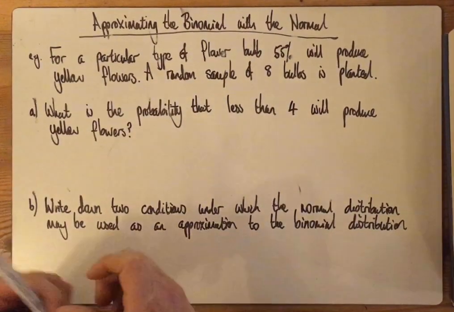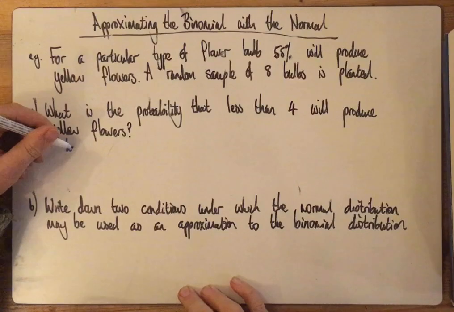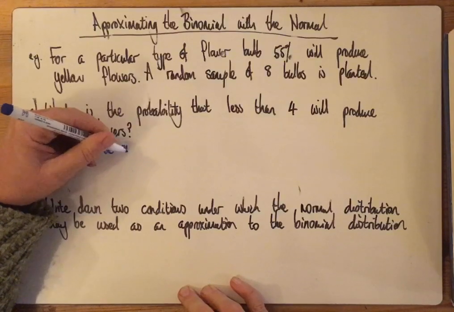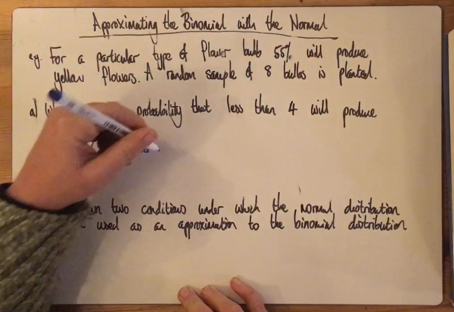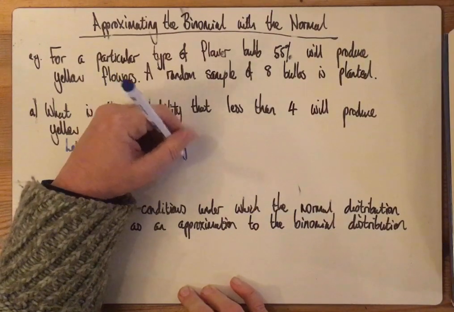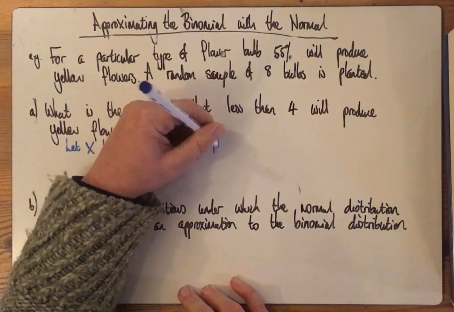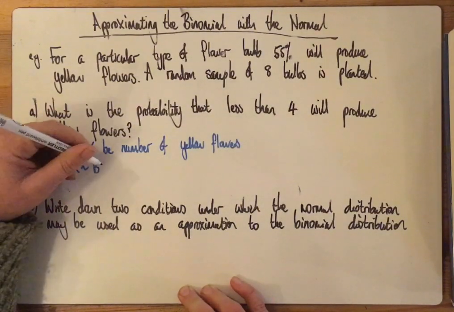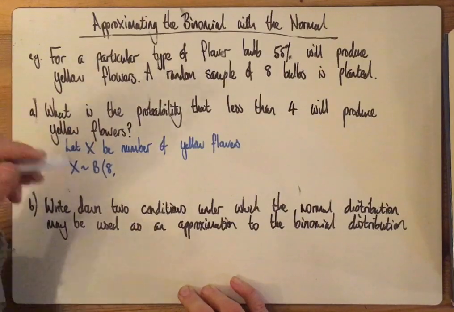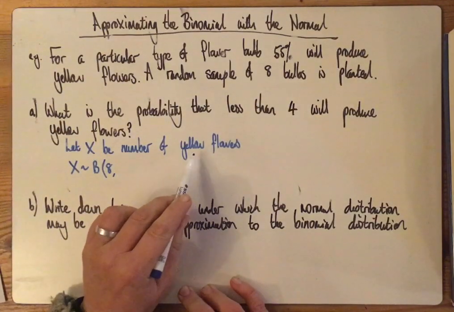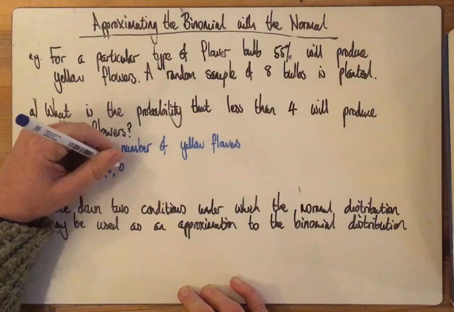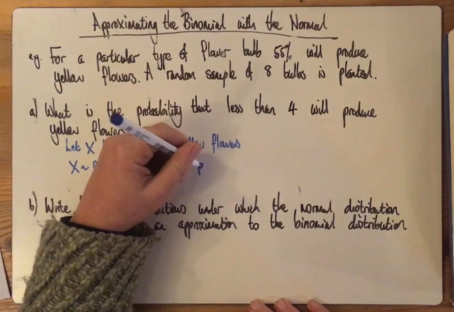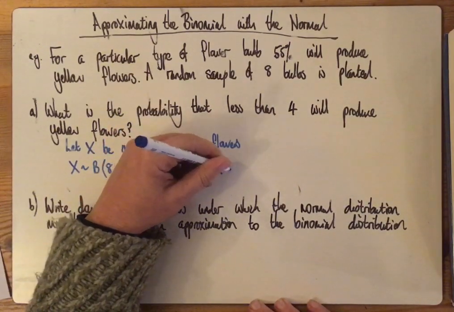It's a binomial distribution. It doesn't hurt to define your random variable. So let X be, remember it's always number of, however you're defining X, so number of yellow flowers. And then X has a binomial distribution. n is 8, and the probability of success, which is the probability of getting a yellow flower, is 0.55, and we want the probability that X is less than 4.